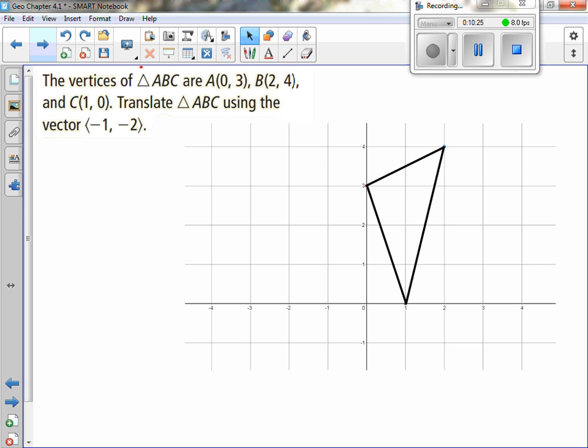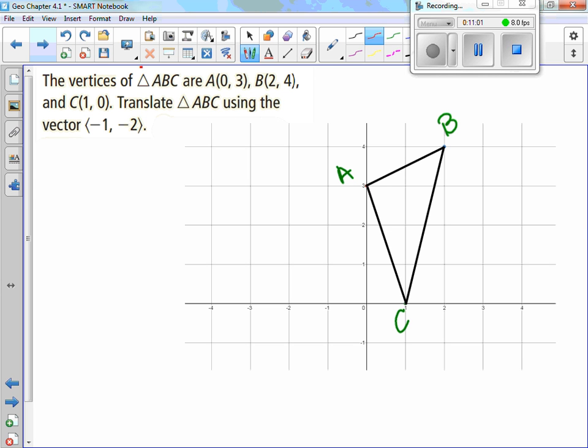The vertices of ABC are (0, 3), (2, 4), and (1, 0). Translate the triangle using the vector (-1, -2). Good. A, B, and C. So the -1 is telling me what? Where is it moving? Would be left 1. The -2 is telling me it's moving where? Down 2. So all of these points are going to go left 1 and down 2.